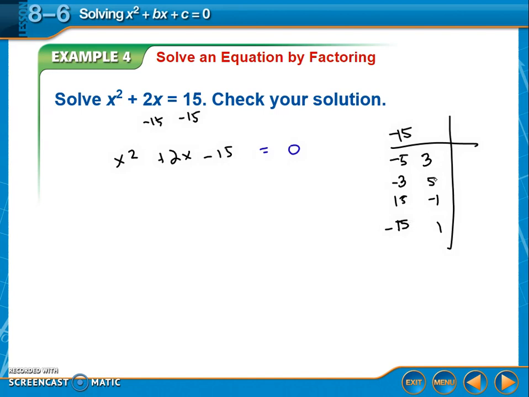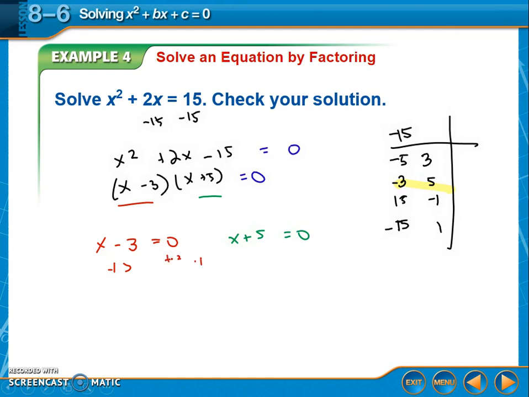So which of these adds to 2? So factoring this over here, this is going to be x minus 3 and x plus 5. So now, we have two things multiplied together equals 0. So this is what we talked about in the last section. So either x minus 3 equals 0, or x plus 5 equals 0. And then I want to solve both of those.